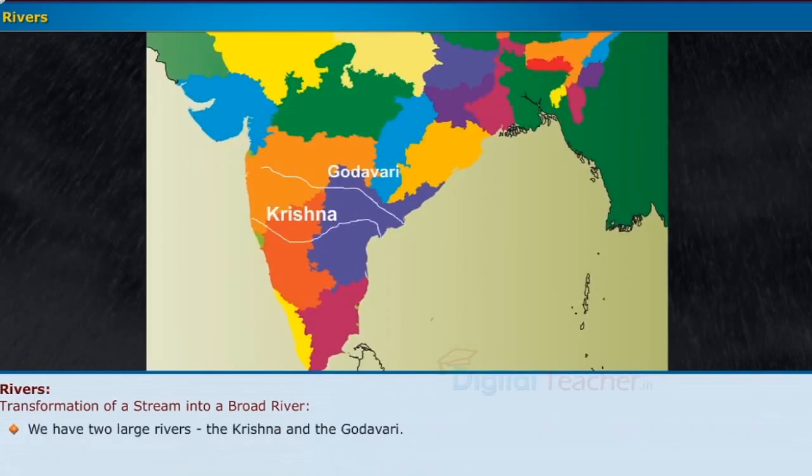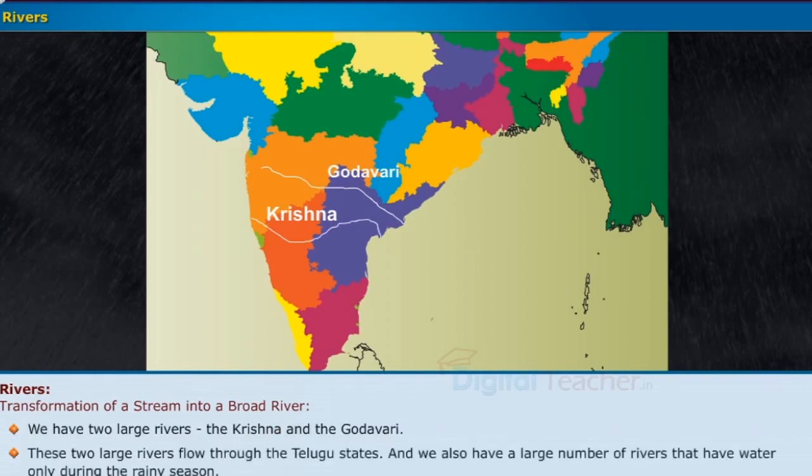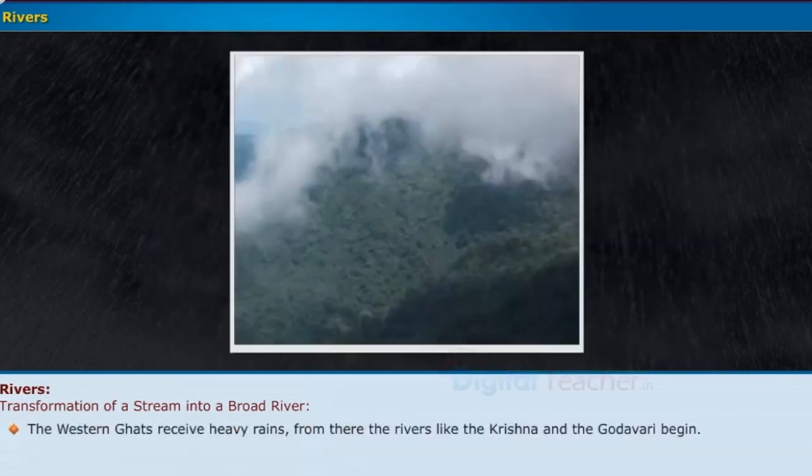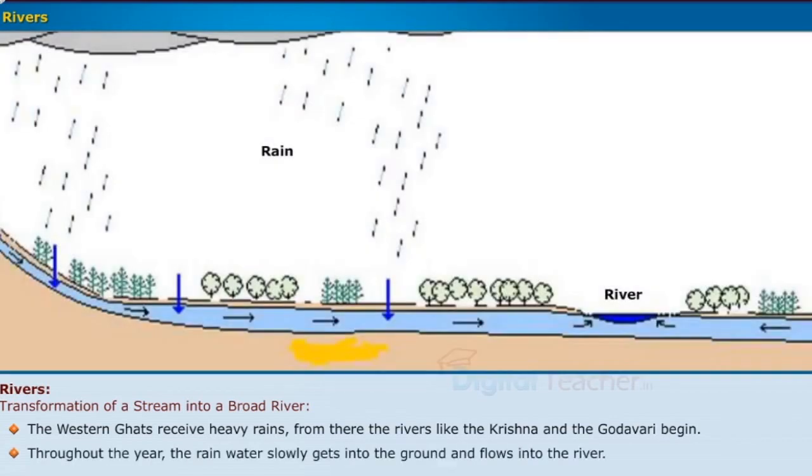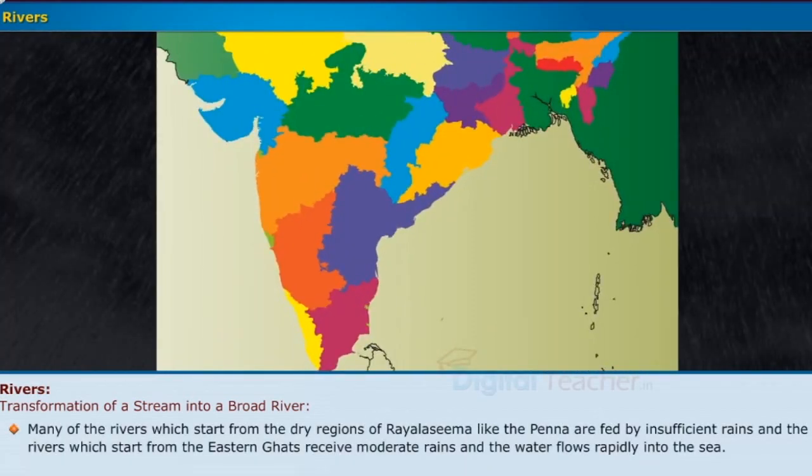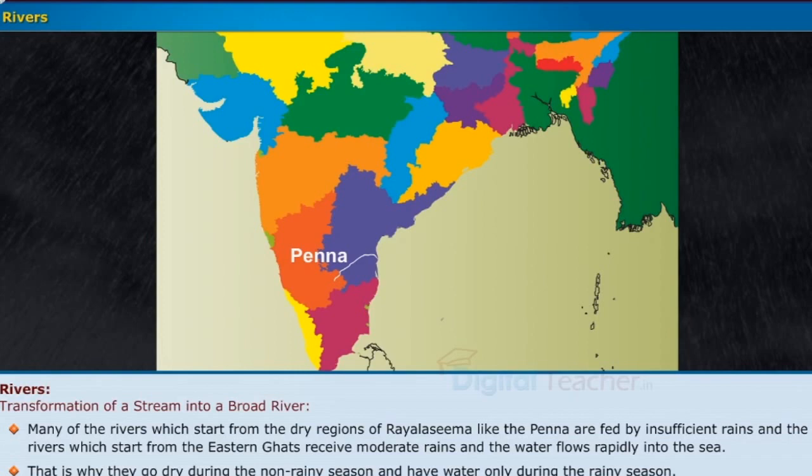We have two large rivers, the Krishna and the Godavari. These two large rivers flow through the Telugu states, and we also have a large number of rivers that have water only during the rainy season. The Western Ghats receive heavy rains. From there the rivers like the Krishna and the Godavari begin. Throughout the year, the rainwater slowly gets into the ground and flows into the river. Many of the rivers which start from the dry regions of Rayalaseema, like the Penna, are fed by insufficient rains, and the rivers which start from the Eastern Ghats receive moderate rains and the water flows rapidly into the sea. That is why they go dry during the non-rainy season and have water only during the rainy season.